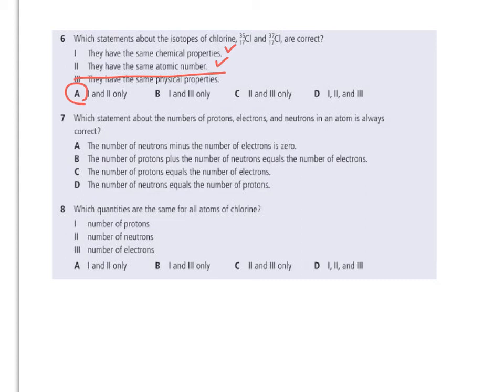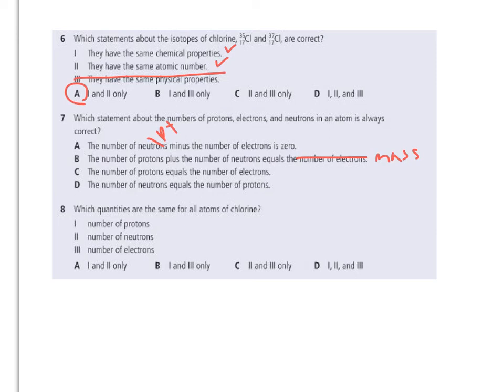Number 7, which statement about the numbers of protons, electrons, and neutrons in an atom is always correct? The number of neutrons minus the number of electrons is 0. No. The number of protons minus the number of electrons would be 0 if it's neutral. B, the number of protons plus the number of neutrons equals the number of electrons. No, that would equal the mass number. So here, if this was protons, it'd be a true statement. If this were mass, that would be a true statement.